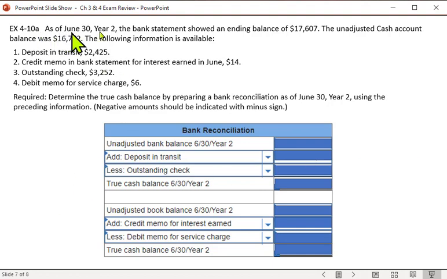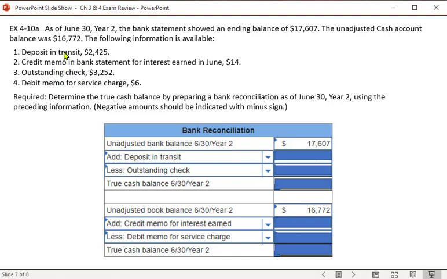So it says, as of June 30th, year 2, the bank statement showed an ending balance of 17,607. So there it is on the bank statement side. The unadjusted cash account had a balance of 16,772, which is what you see on your books. If you have a computer, it's on your cash account on your computer screen, and that's going to show up right here. And then we've got 4 things to figure out whether they need to be adjusted on the book side or the bank side.